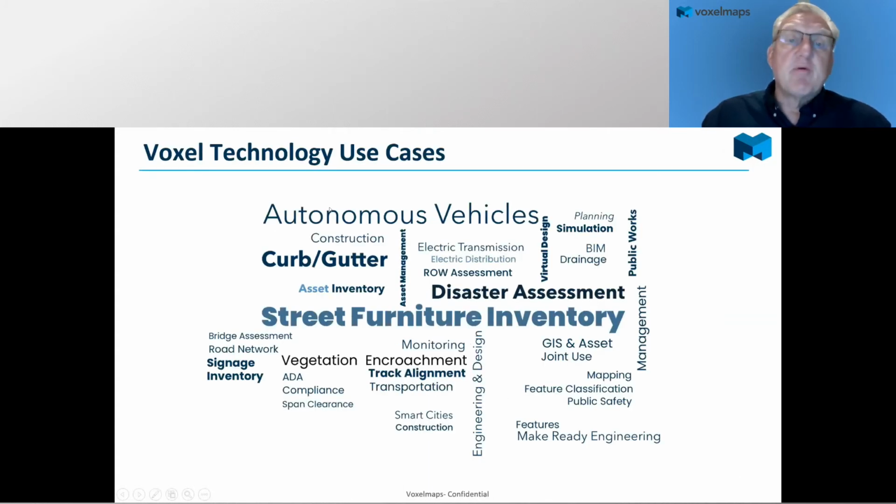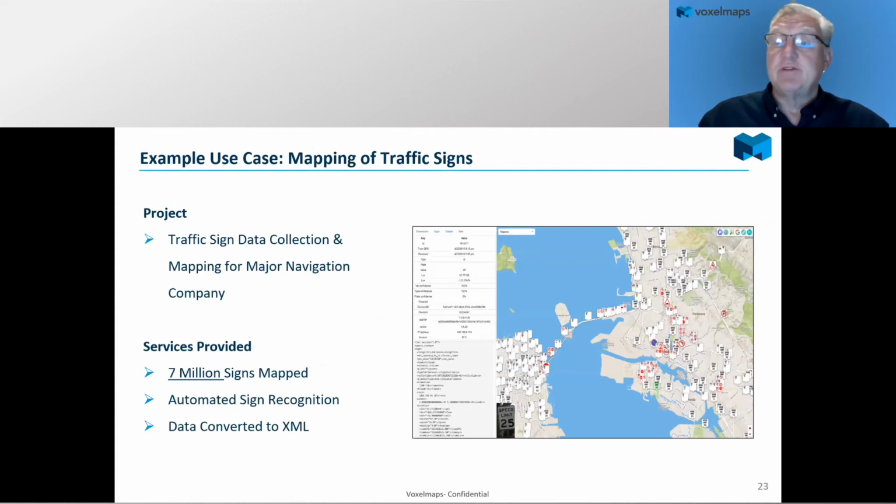There's a number of use cases, so it doesn't have to be in one particular industry. These are just some types of applications that we're supporting. So on the utility side, it could be joint use for transportation organizations that may be ADA compliance, or curb and gutter, or local governments for signage inventory, or disaster assessment, or public works and maybe interested in drainage for stormwater runoff. So there's lots of different applications that the Voxel data and Voxel technology is being used in today.